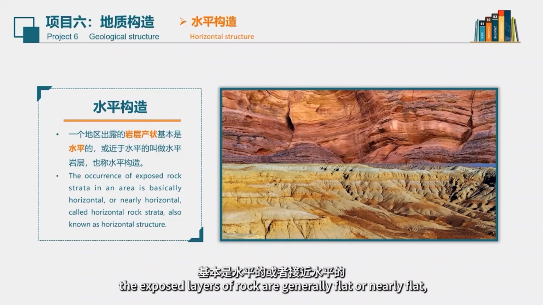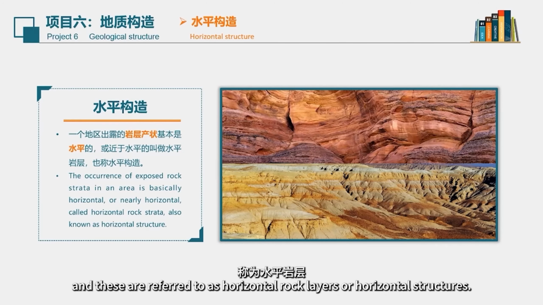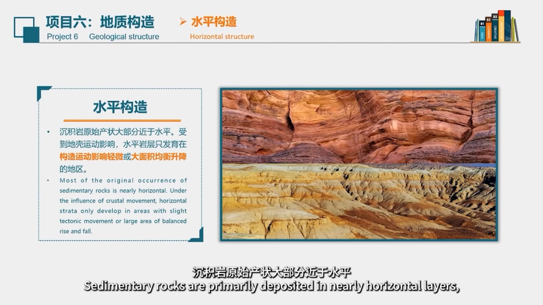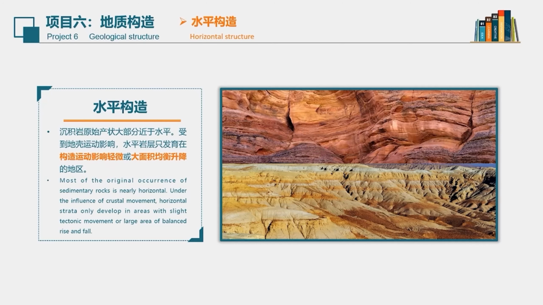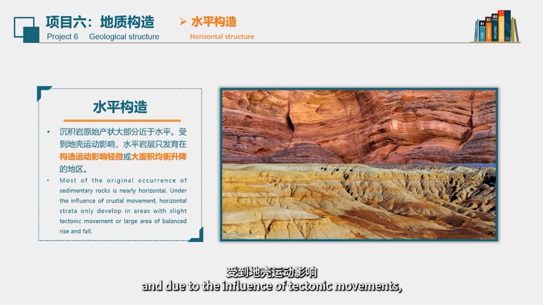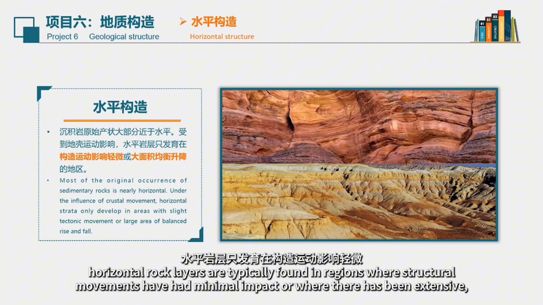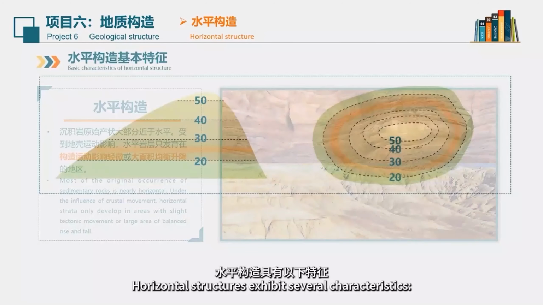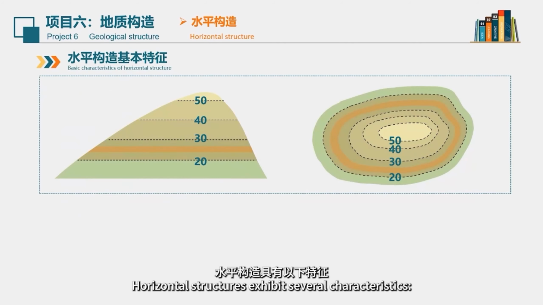In an area, the exposed layers of rock are generally flat or nearly flat, and these are referred to as horizontal rock layers or horizontal structures. Sedimentary rocks are primarily deposited in nearly horizontal layers, and due to the influence of tectonic movements, horizontal rock layers are typically found in regions where structural movements have had minimal impact or where there has been extensive, uniform uplift or subsidence. Horizontal structures exhibit several characteristics.